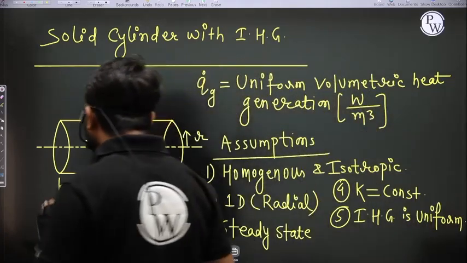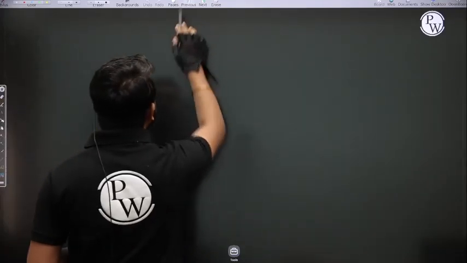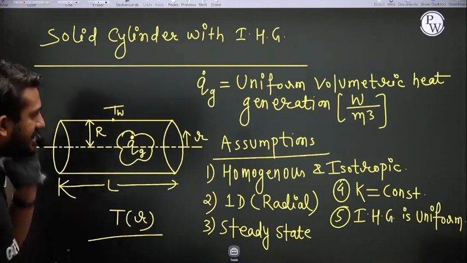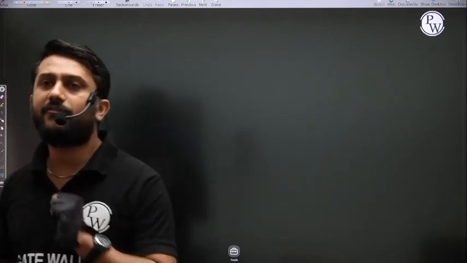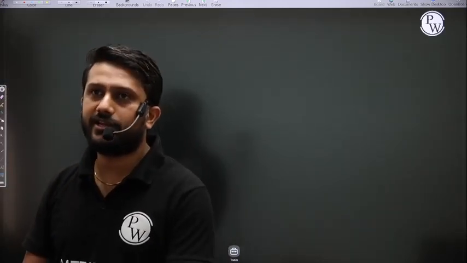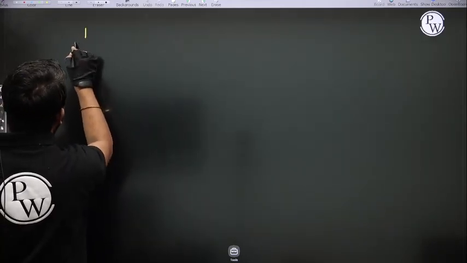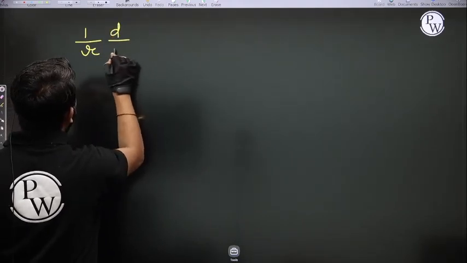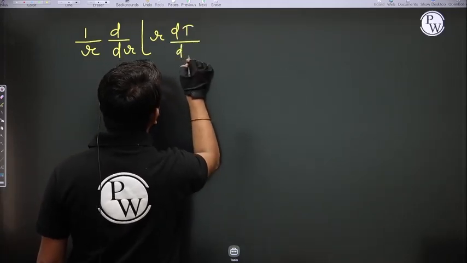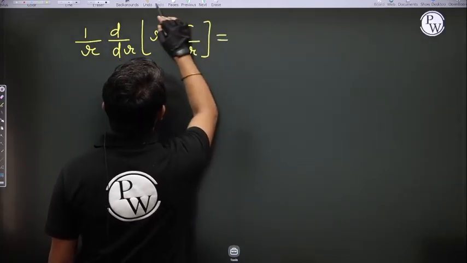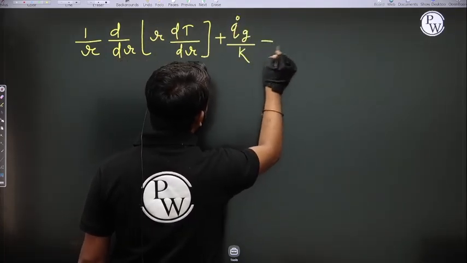Okay, so from where will we start? We will start from the general heat conduction equation. Under these assumptions, can we reduce the general heat conduction equation to a simple form? Yes, sir. So the general heat conduction equation in simple form is 1 by R d by dr of R dT by dr, plus q dot g by k, is equal to 0.